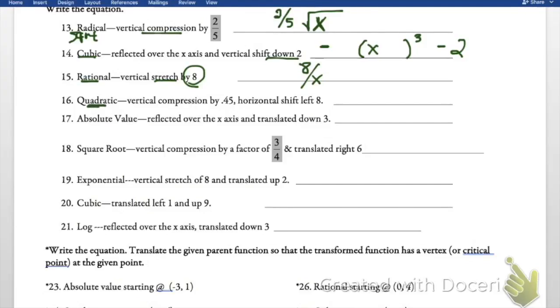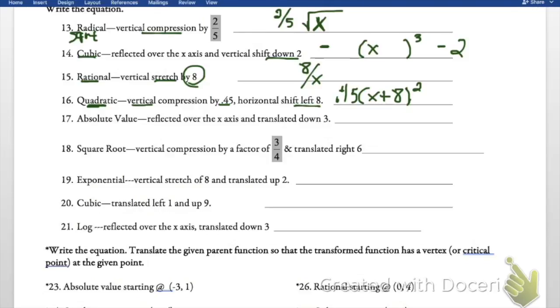Quadratic, number 16. Quadratic is an x squared. So I'm going to have an x and I'm going to have a square. Now it's moved left 8. So remember, if I move it left 8 it means I have to add 8 on the inside, and then I have a vertical compression of 0.45. Stretch and compress goes out front, so I have my 0.45 out front.